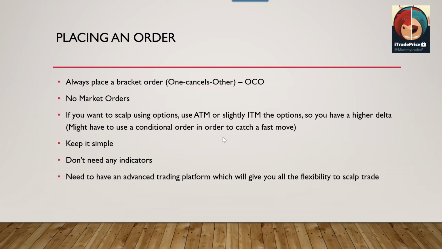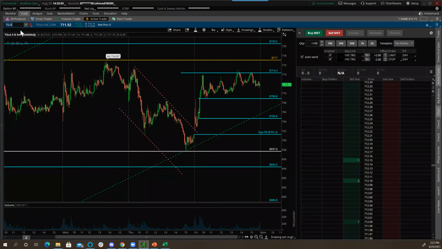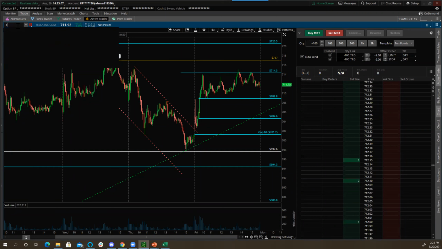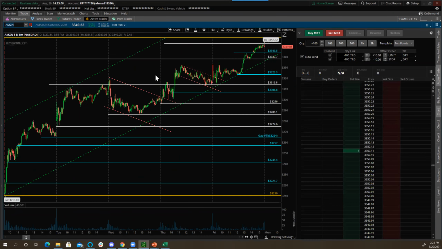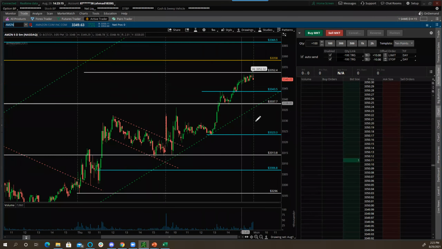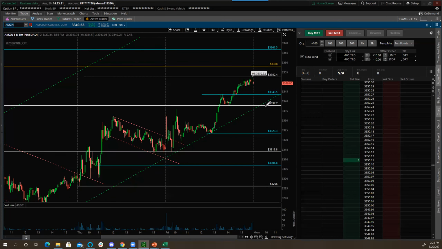And you need some sort of a nice advanced platform. So let me show you, let's get into the Thinkorswim platform, right? So let me go to Amazon. That's the one that we were looking at earlier. So these levels for right now are already good for next week, for Monday, for tomorrow, right? So I already adjusted them. So the levels have slightly changed from what they were on Friday, because I update them every day.